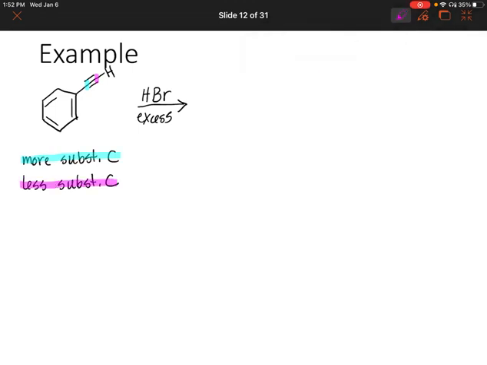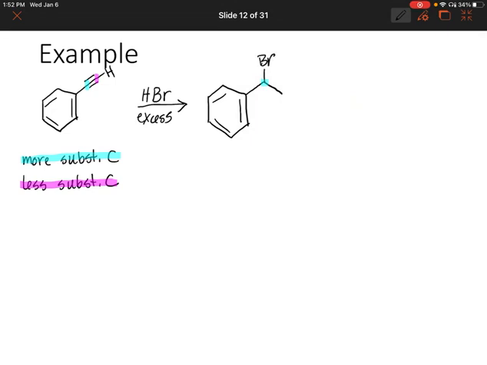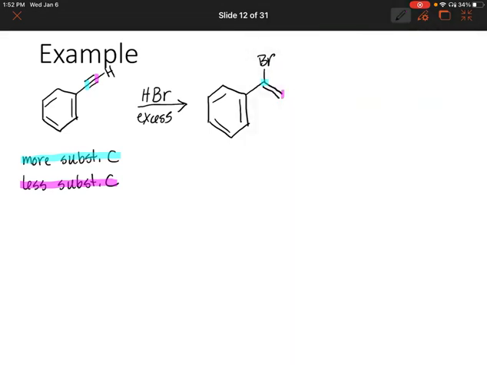That way we can kind of keep track of where everything is adding. Okay, so first we're going to add HBr across the triple bond, and this will end up forming an intermediate. So we'll get a bromine added to the more substituted carbon. So that's Markovnikov addition. And then the hydrogen adds to the less substituted carbon, and this turns into a double bond.